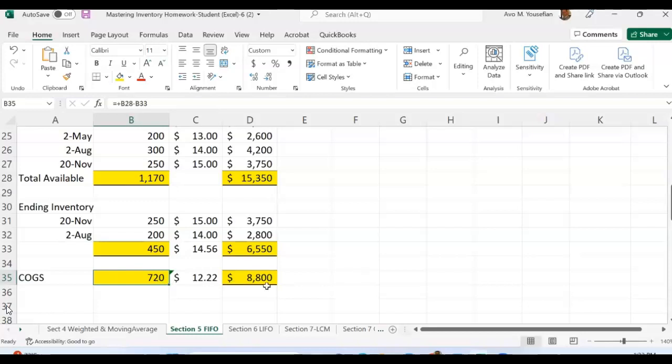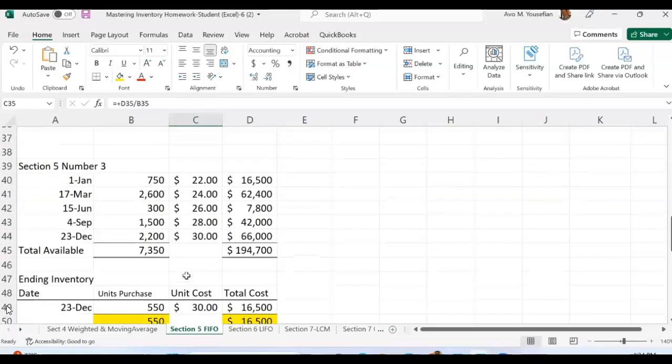Got it? And this part is optional. If you want to know by any chance what was your average cost of every unit that you sold last year, this is it, $12.22. But that's just managerial kind of information. But it doesn't go anywhere. It will not be used for anything in financial statements. Good.